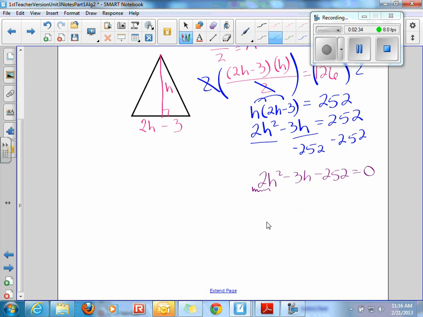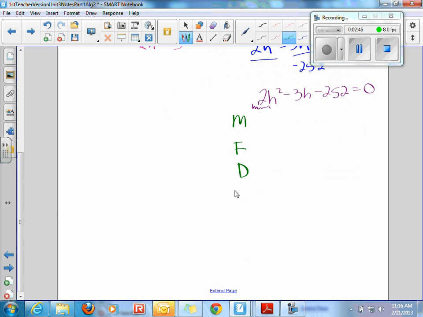Since I'm going to have to use my factoring method, I have this 2 in the front. That's going to make the factoring a little bit more difficult. So I'm going to use that method that we talked about in class, which was "my father drives a red Mercedes, or my friends don't really matter," which is mean, but slightly funny. So multiply the 2 times the 252. That's the first step. We're multiplying by 2 to temporarily get rid of that lead coefficient. h squared minus 3h, 252 times 2 is 504. Is that right? Anybody that did it? Okay.